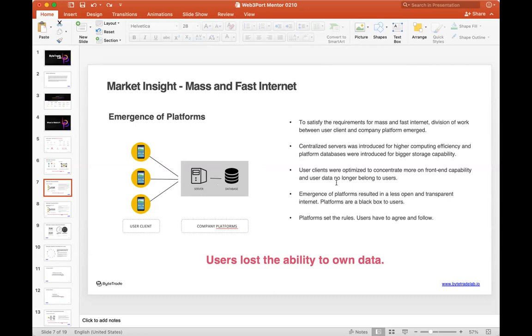The benefit is that it is feasible for the mass and fast internet. The downside is that users have little or no control over their data because it's stored in company platforms. And this is what we see in today's Web2.